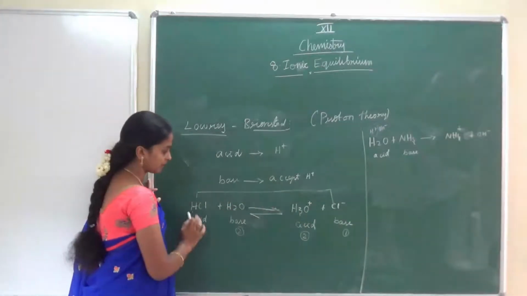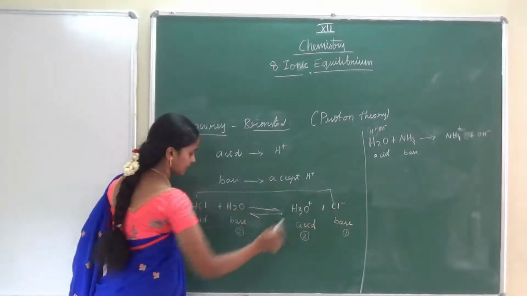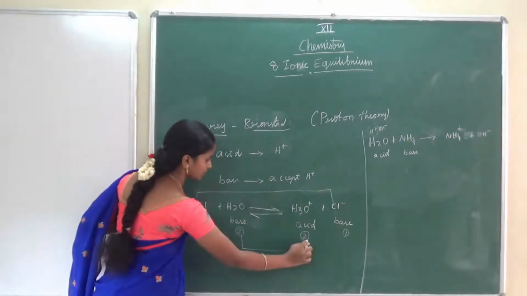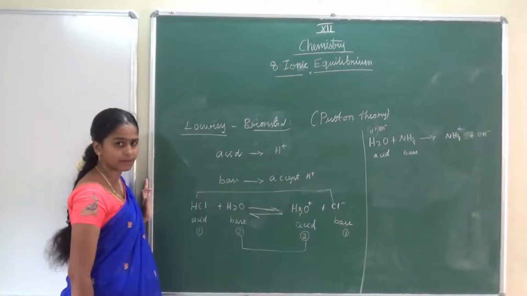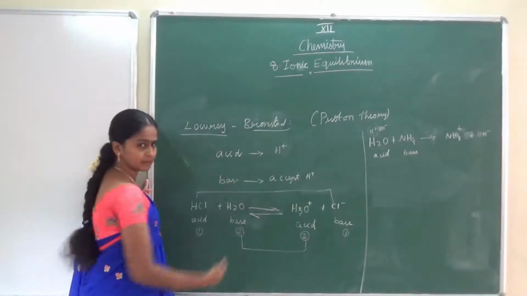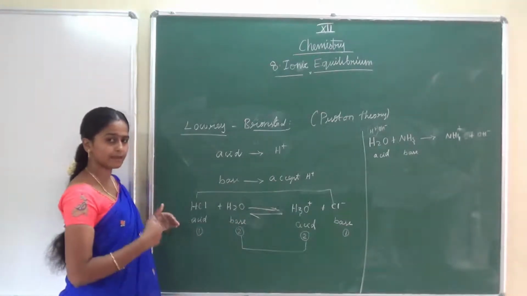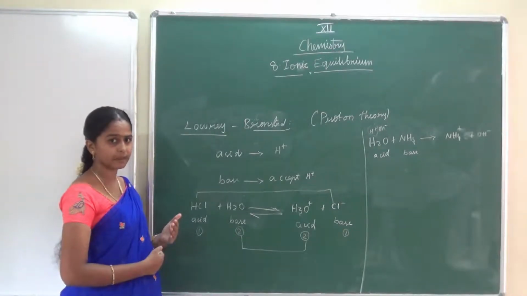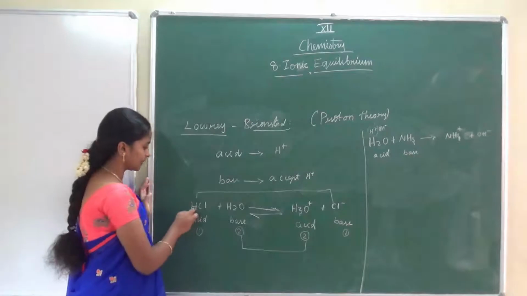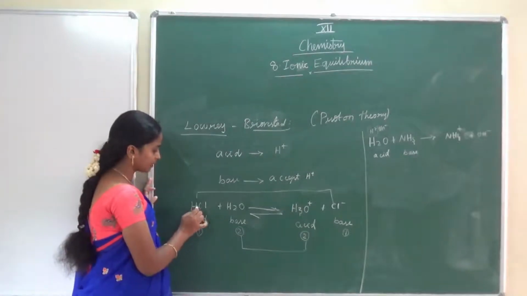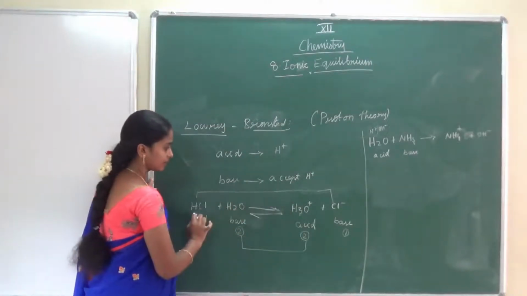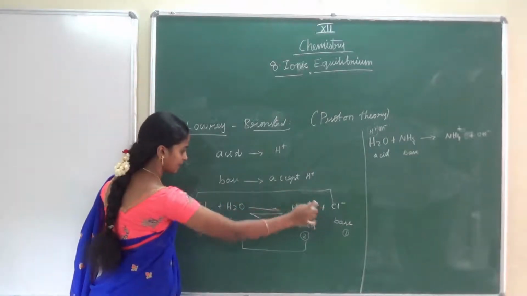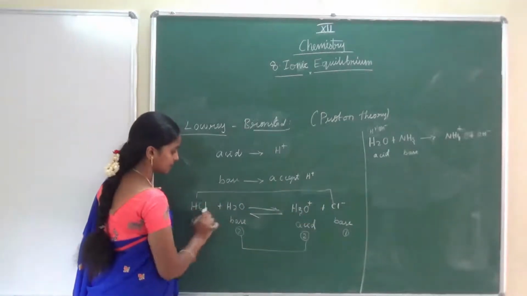Okay, conjugate. This pair is known as a conjugate acid-base pair. This pair is known as another conjugate acid-base pair. They will give you one equation like this, and they will ask you to find the conjugate acid and base in this reaction. Very simple. Here, the anion part that is present, the base part, is the conjugate base for this acid.